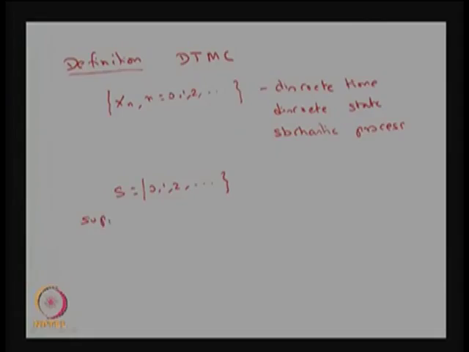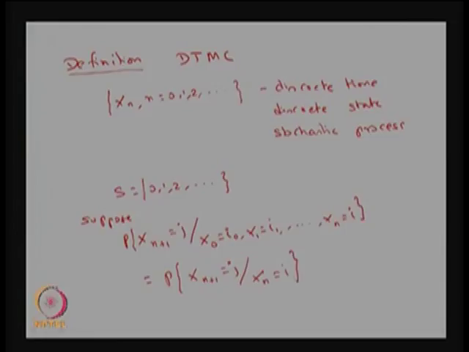Suppose the probability that xn plus 1 takes the value j, given that x naught is equal to i naught, x 1 was i 1 and so on, and xn was i, is the same as the probability that xn plus 1 will be j, given that xn was i, for all states i naught, i 1, i and j, and also for all n greater than or equal to 0.